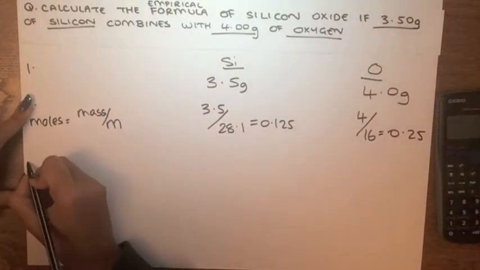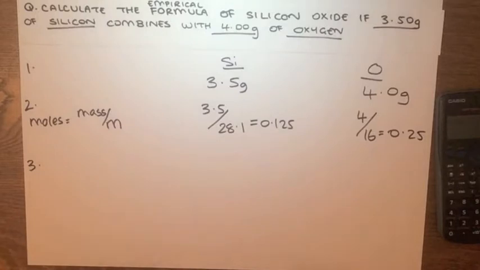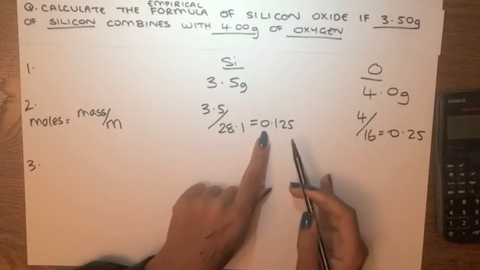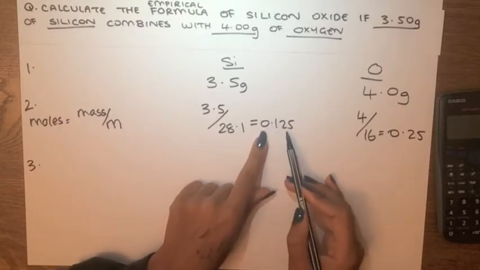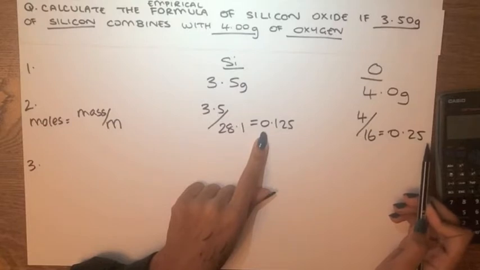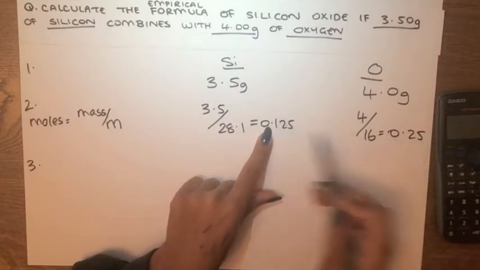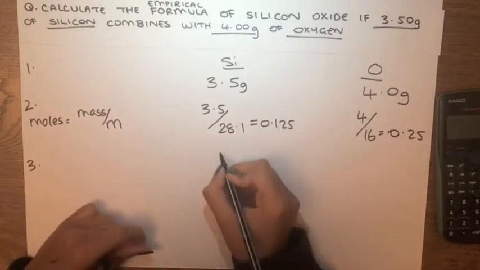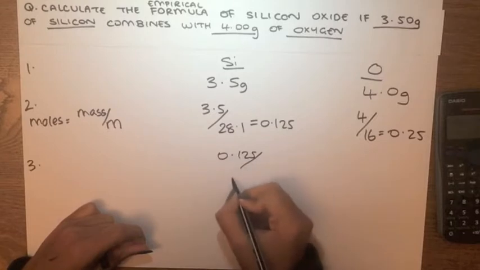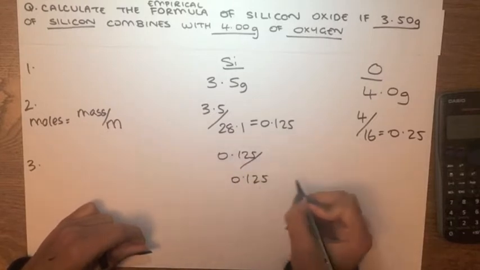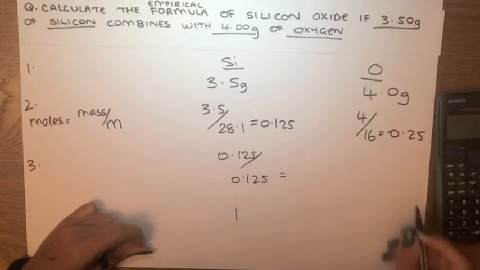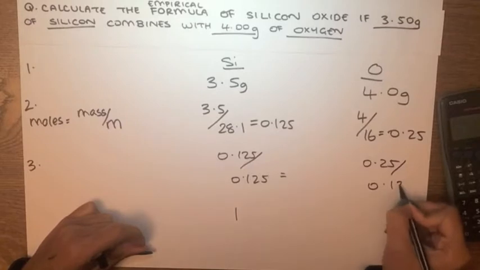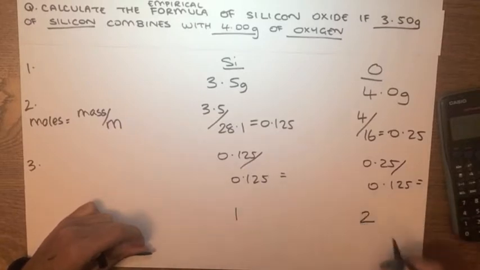Okay, so my third step is to find the mole ratio. And to do this, I'm going to see which amount of moles out of both elements is the smallest. So here I could see 0.125 is smaller than 0.25. So I'm going to divide each of these amounts by 0.125. So you always divide it by the smaller amount. So 0.125 divided by 0.125 is, of course, 1. And 0.25 divided by 0.125 is, of course, 2.